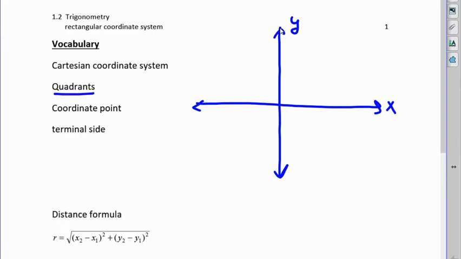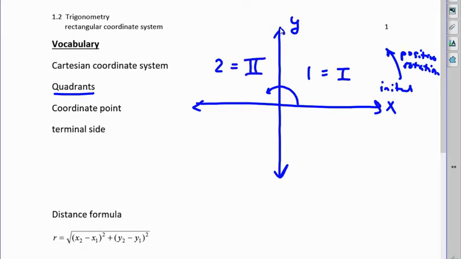And as we start our initial ray here, rotating positively would be going counterclockwise, positive rotation. Our first quadrant would be quadrant 1, and it's going to be in that quadrant right there. And so they actually like to write Roman numerals in your textbook. So that's Roman numeral 1. And then quadrant 2, because remember, we're rotating positively, the second quadrant would be this upper left quadrant. And if I was writing that in Roman numerals, I would write it like that.